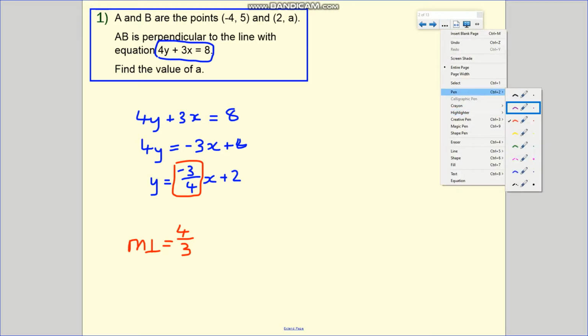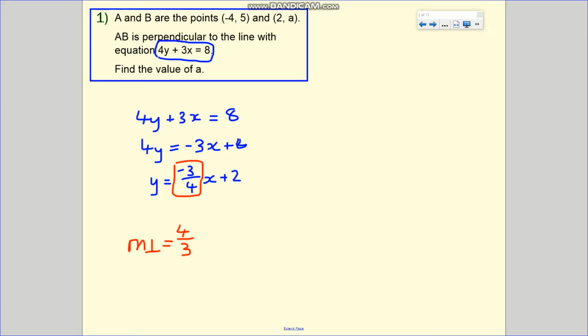Okay, so working through this, what I'm going to do now is try and find the gradient from A to B as it is with my mystery point in there. So y2 minus y1 over x2 minus x1. I'm going to substitute in my two coordinates that I have in my question. I've got 5 take away a, and I've also got negative 4 take away 2.